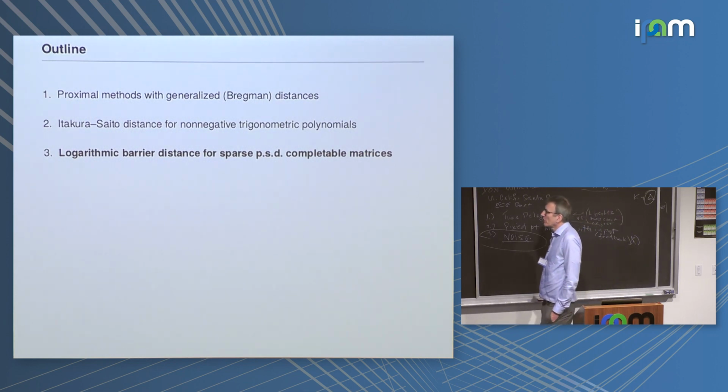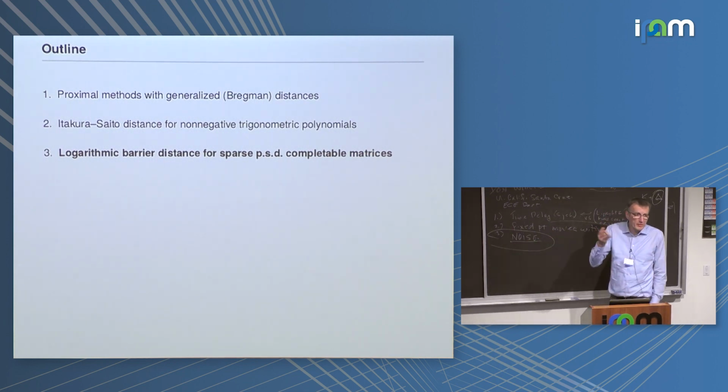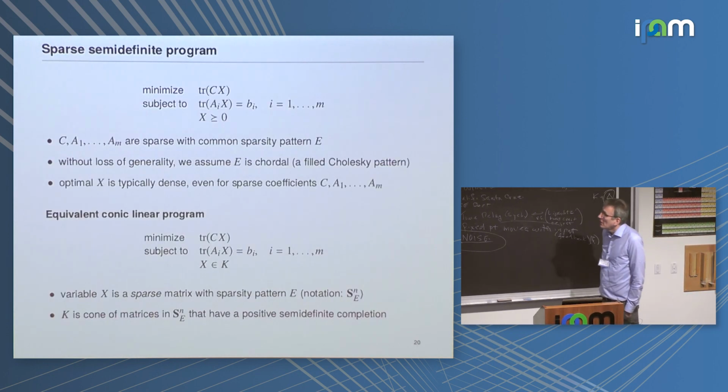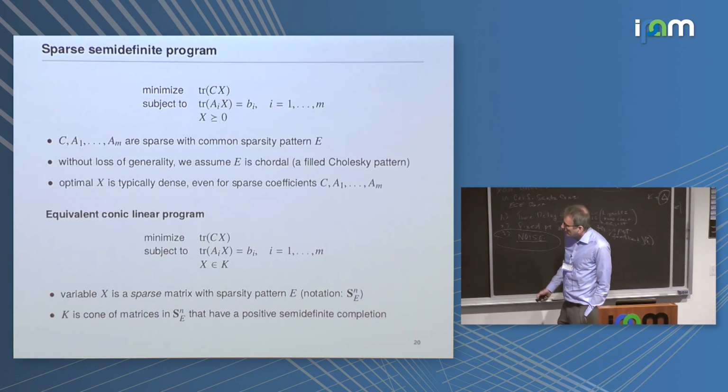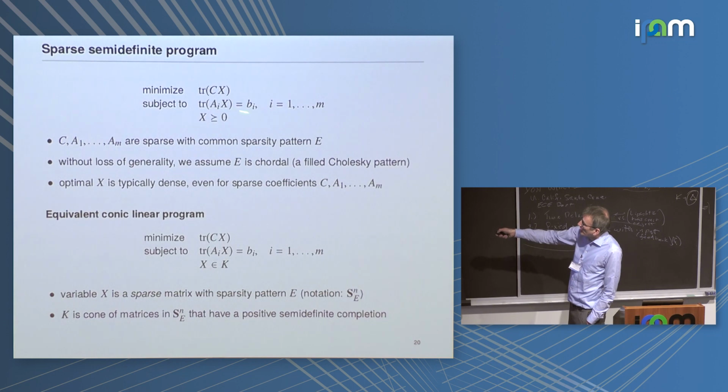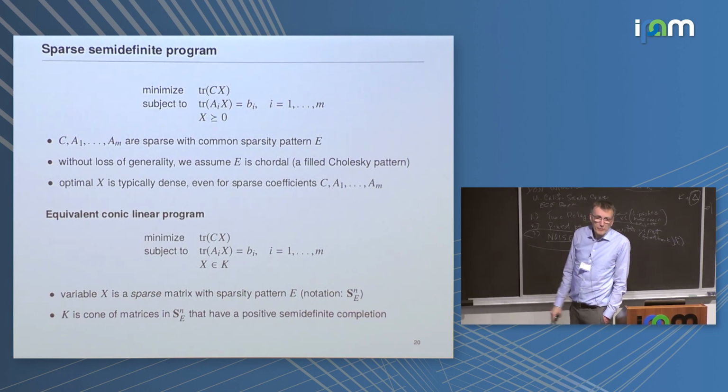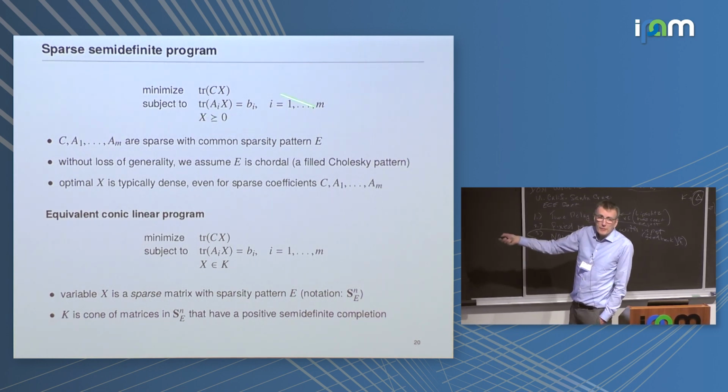In the second part, we try to do something similar for the sparse SDP case. A sparse SDP would be a problem where all the coefficients are very sparse with many common zeros. We can always assume that the sparsity pattern is chordal or a filled Cholesky pattern. And then a difficulty in SDP is, of course, that to be feasible, X would in general be dense, to be positive semidefinite.